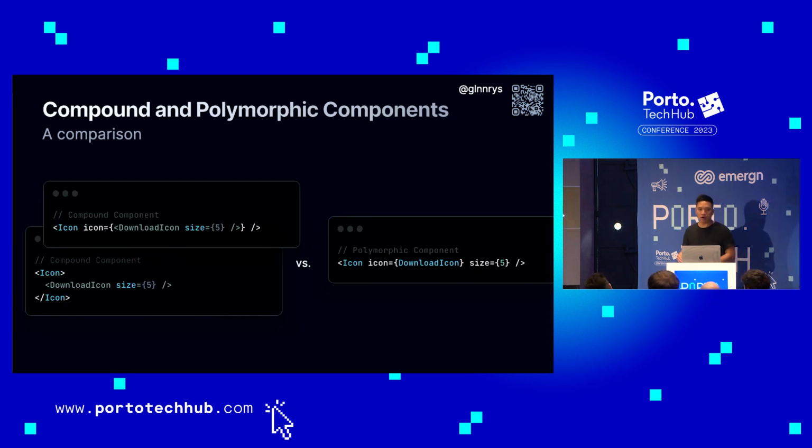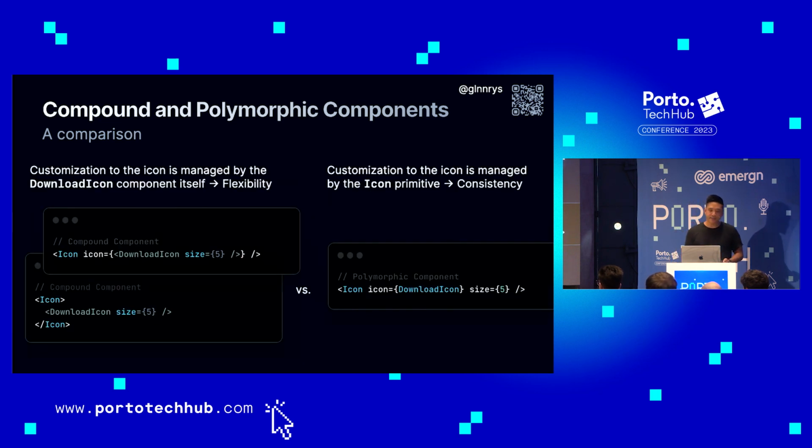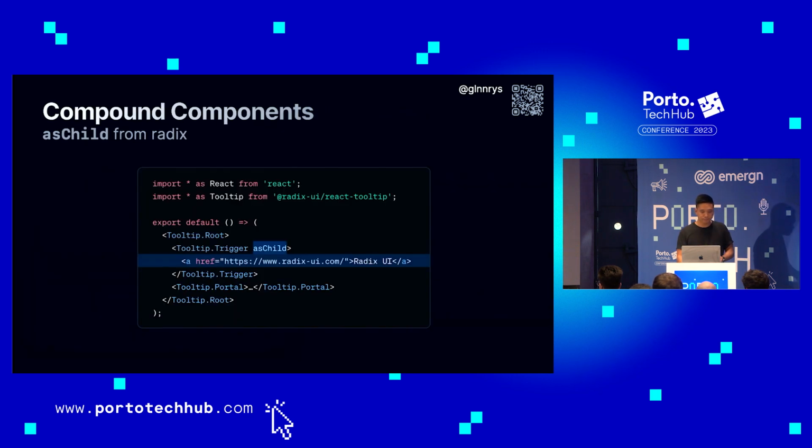Now I want to talk about compound versus polymorphic components, and to describe this a little bit more in detail. Compound components are meant more for where the customizations are managed by the component itself, whereas with polymorphic components, the customization is managed by the primitive or the direct parent primitive component.